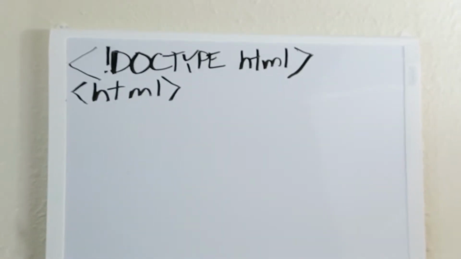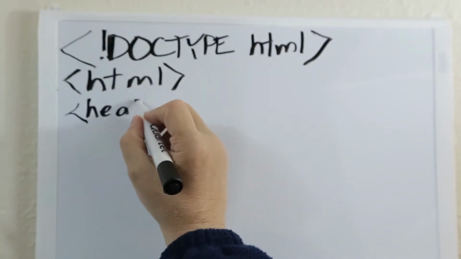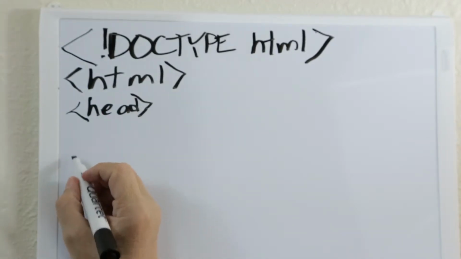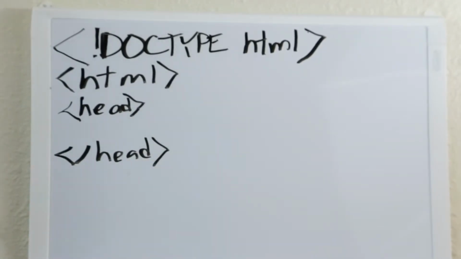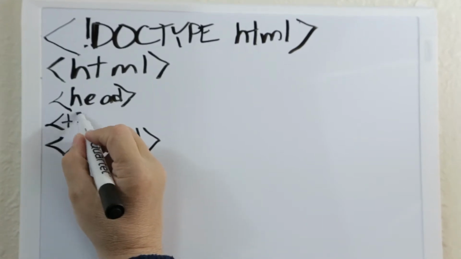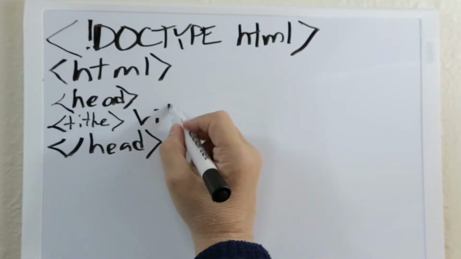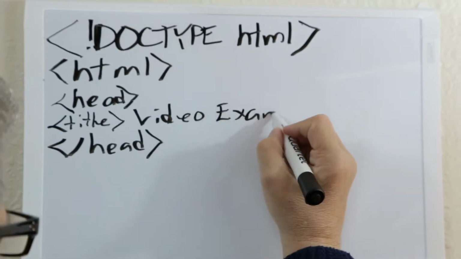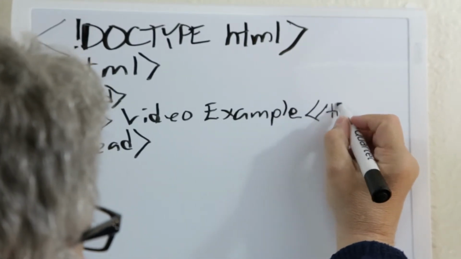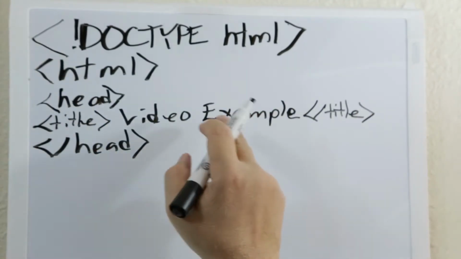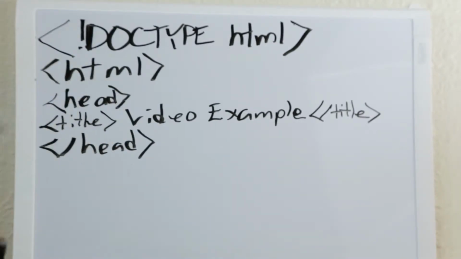Okay. So the next tag we're going to add is the head tag. Then I'm going to close the head tag here. And for this part, I'm going to put a title. And the name of our title is Video Example. Let's close the title. This part is what we would actually see in our browser when we save this as a .html.